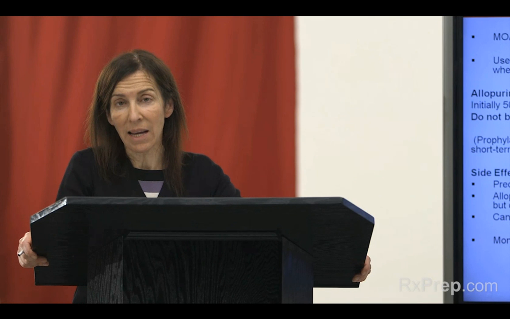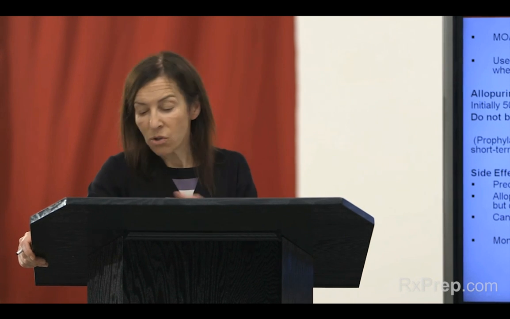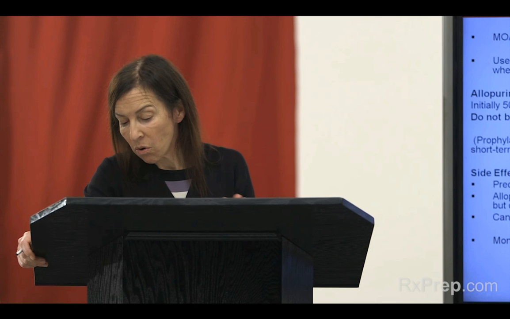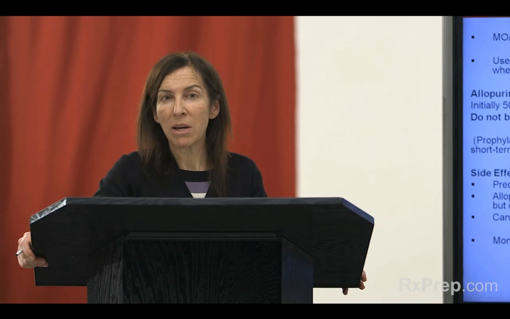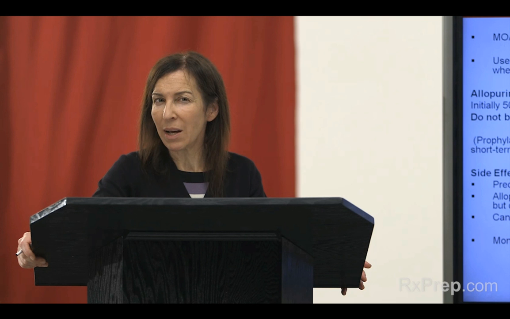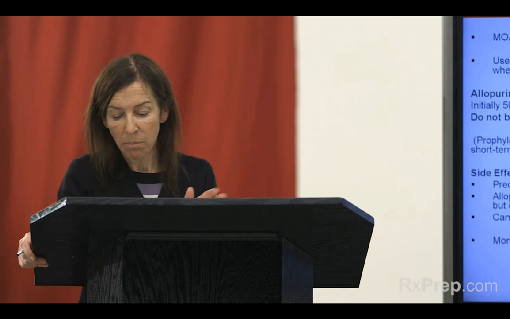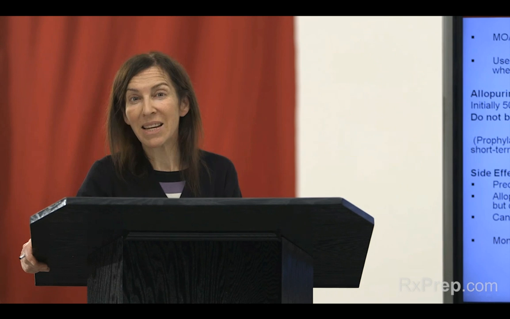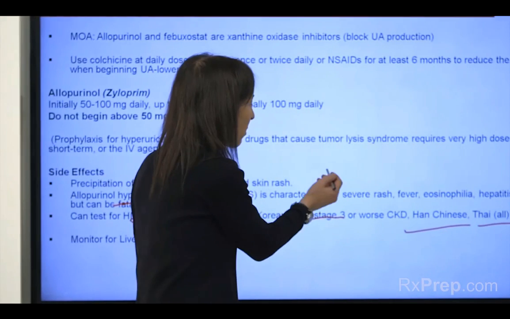Now, the uricosurics increase the excretion of uric acid. These are old drugs, like probenecid. Probenecid comes with colchicine in a combination product, but these require adequate renal function. These patients generally do not have adequate renal function, whereas allopurinol or febuxostat work with adequate or inadequate renal function. Probenecid does not.